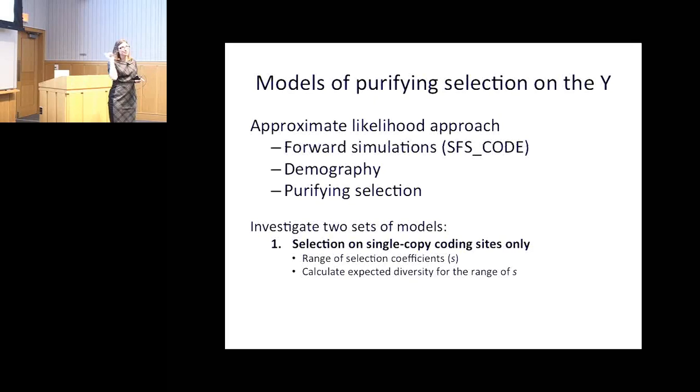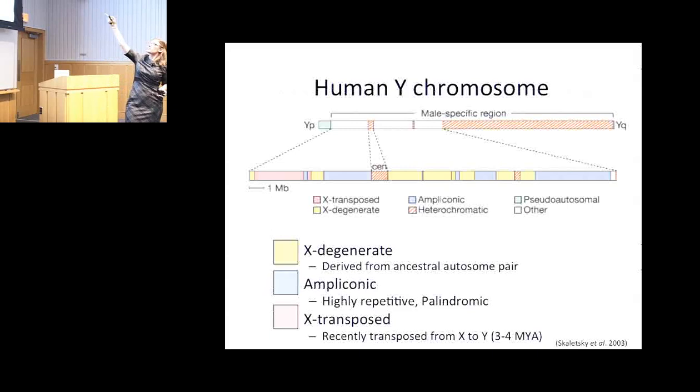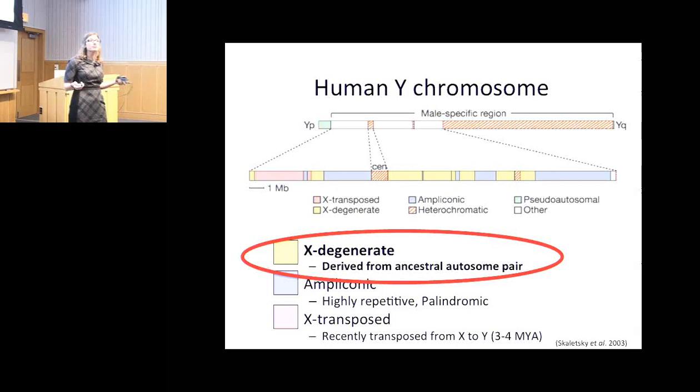And I'll explain the Y chromosome a little more here because I didn't give you everything you need to know about it yet. The Y chromosome is basically composed of these three regions that are colored, and you can see they're all interspersed across the Y chromosome. The first one we're going to look at is the X degenerate region. These are derived from the ancestral autosomal pair. They're things that have been retained over 200 million years of X and Y diverging from each other.